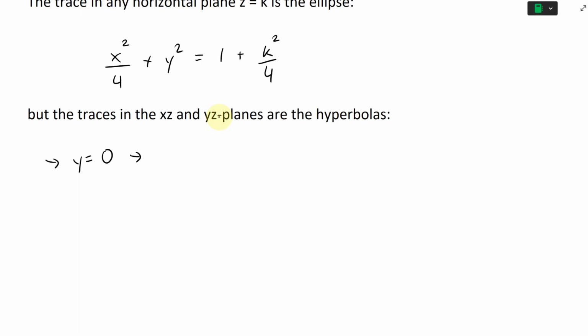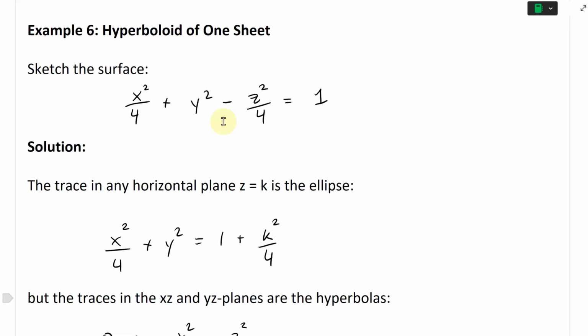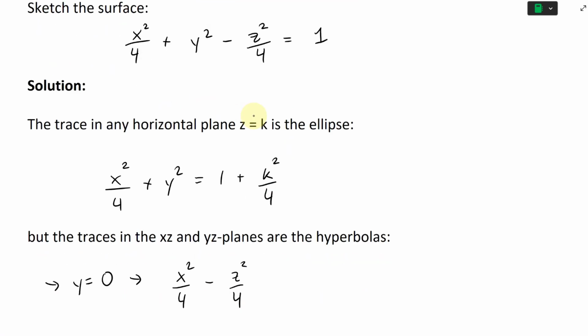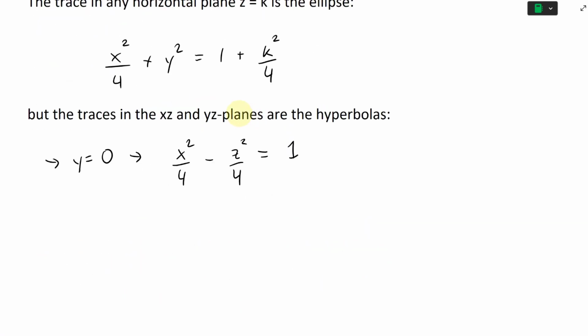So then if we put this y equals 0 there, we're going to get x squared divided by 4. Then this 0 just vanishes. Then this is going to be z squared over 4, like this, z squared over 4 equals 1. So this is a hyperbola because you have the minus sign.